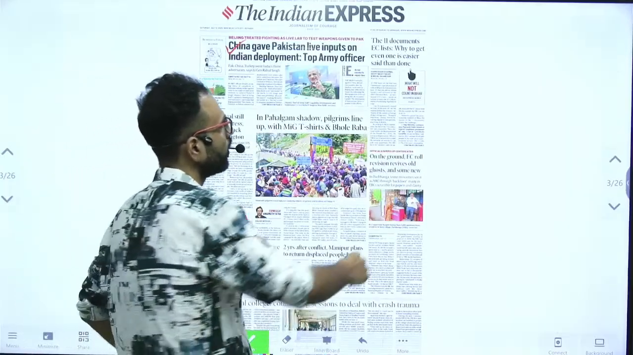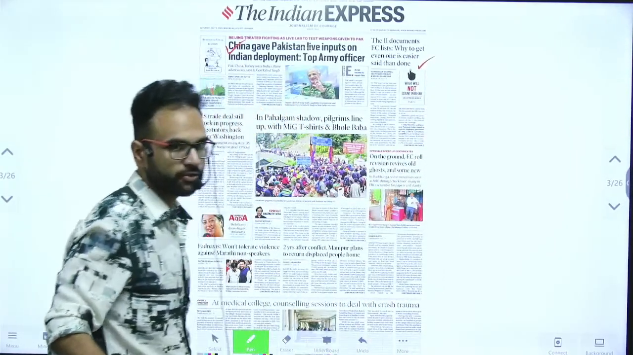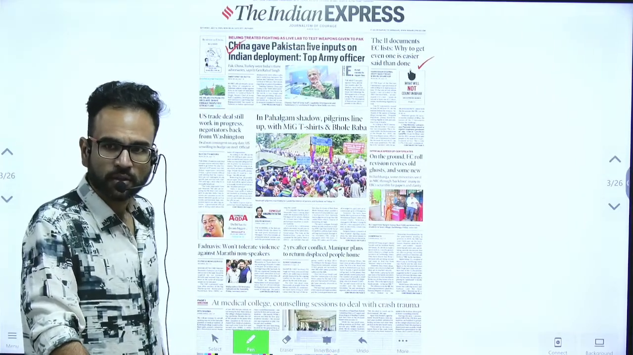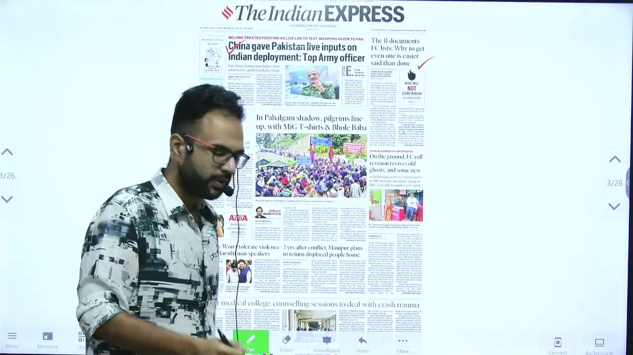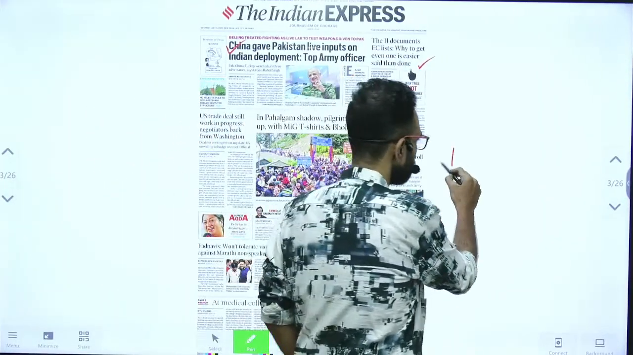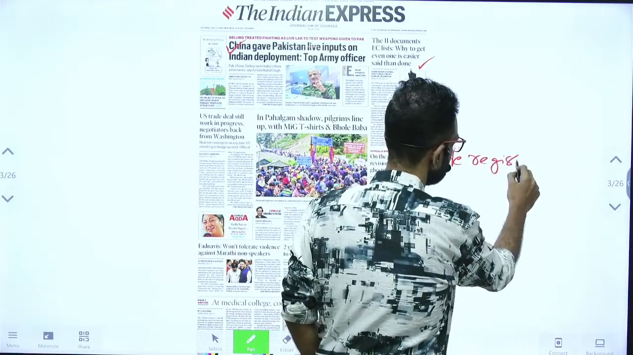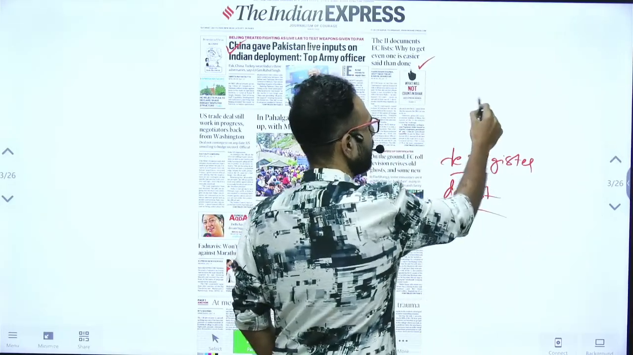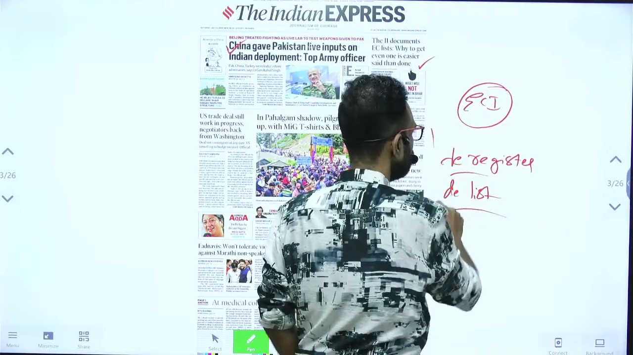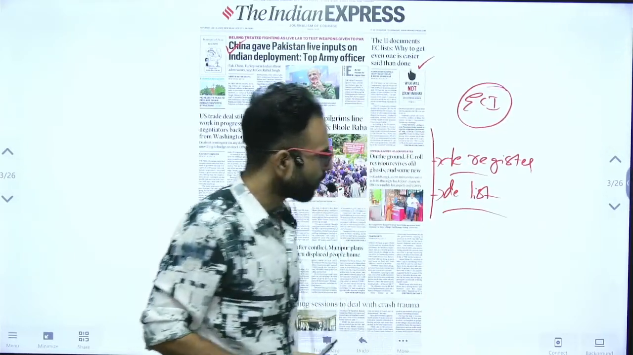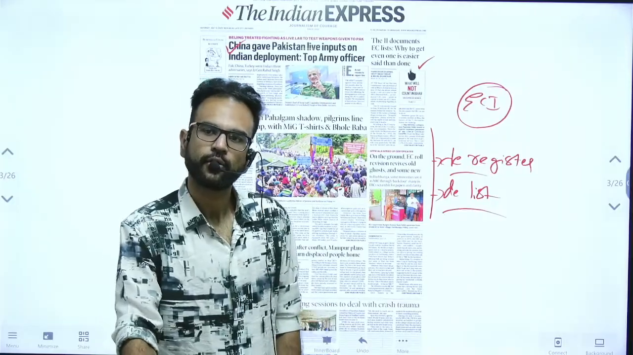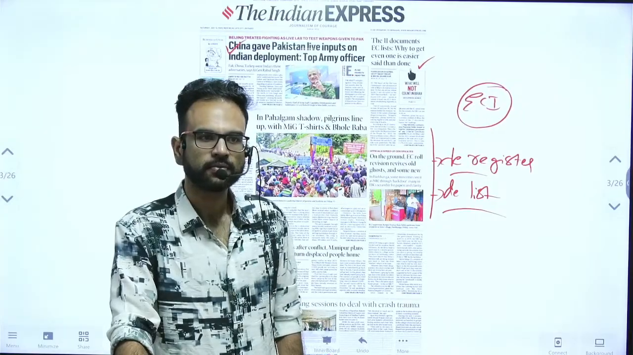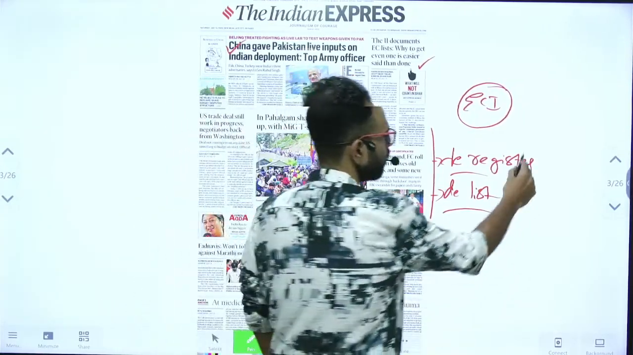Even this one, deregistering political parties and delisting political parties. What is the difference? Any idea? What is the difference between deregister and delist? Sorry, not delink. Election Commission can do two things for a political party. Do you know the difference? Any idea? No idea? This is the homework.